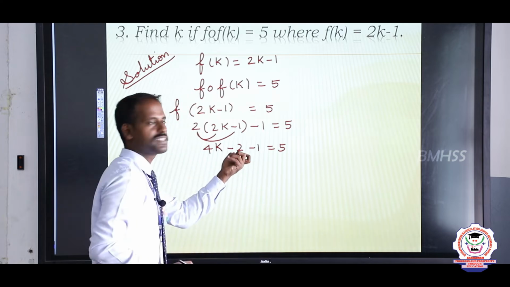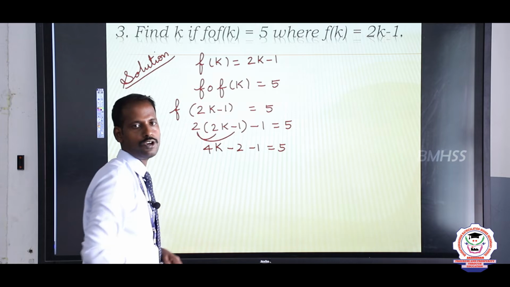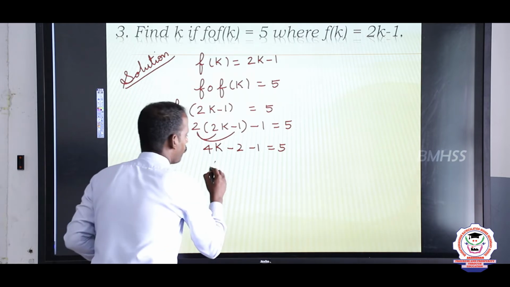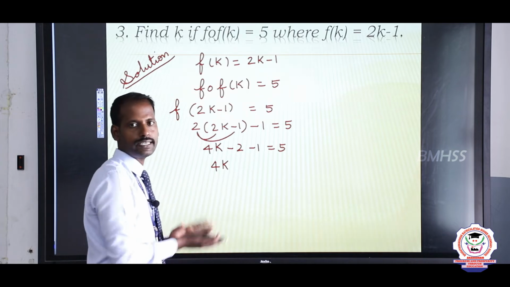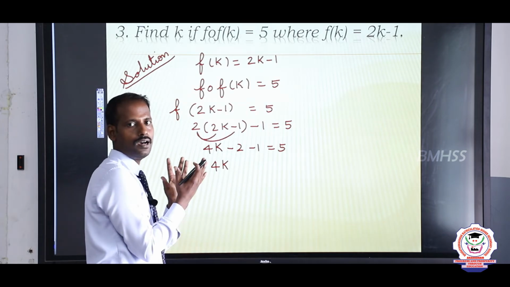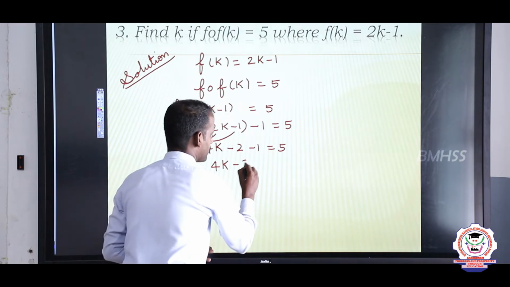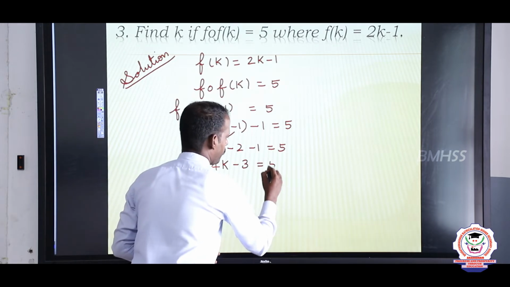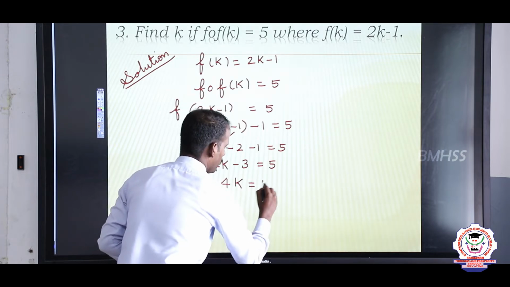Here these have the same sign, so you have to add both values. Here 4k, then minus 2 minus 1. Here same signs, so you have to add: minus 2 minus 1 is minus 3. Here equal to 5. Then 4k minus 3 equal to 5.